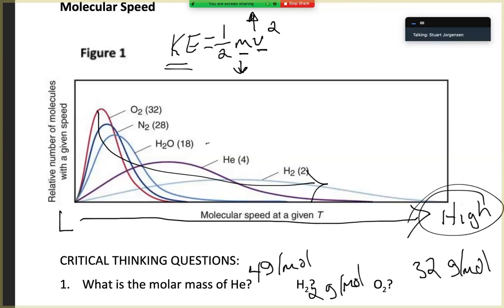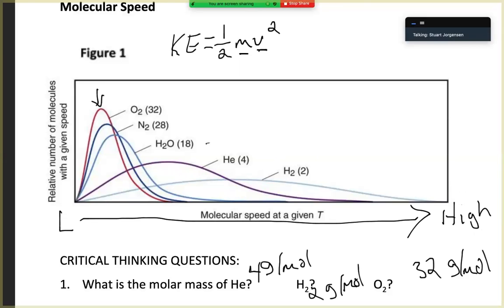2D says, do all the molecules have the same exact speed? As we're looking at our graph here, we have a bell curve. For oxygen, for example, most of our particles are at the highest peak at the top of that curve, but we have a distribution.